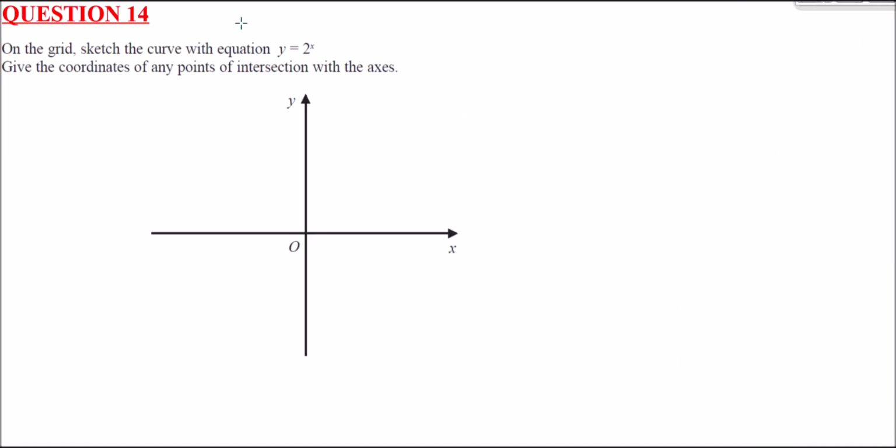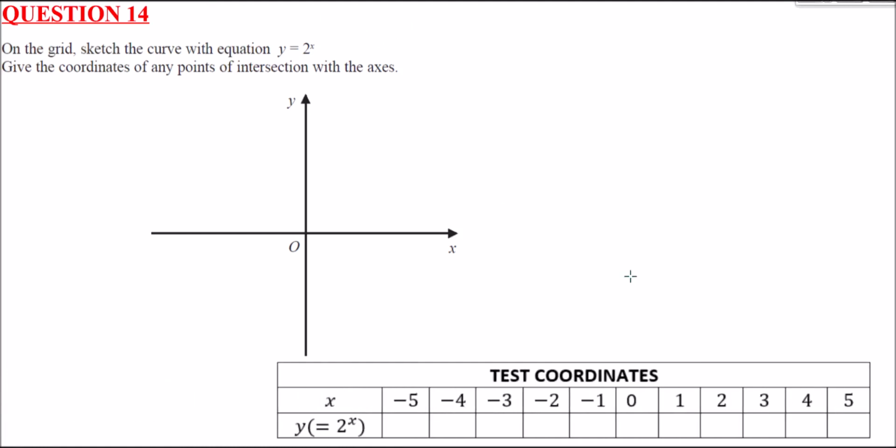Question 14. We're sketching a curve, only here this curve is one you might not be very familiar with. This is an exponential function. It's y equals 2 to the power x. Give the coordinates of any points of intersection with the axes. My suggestion here is to do some test points yourself so you can get a feel of what sort of shape this graph is if you're not at all sure. So, give yourself some test coordinates. Just use your calculator to do the hard work for you.